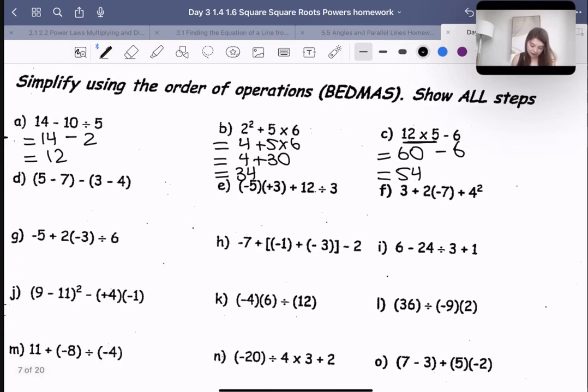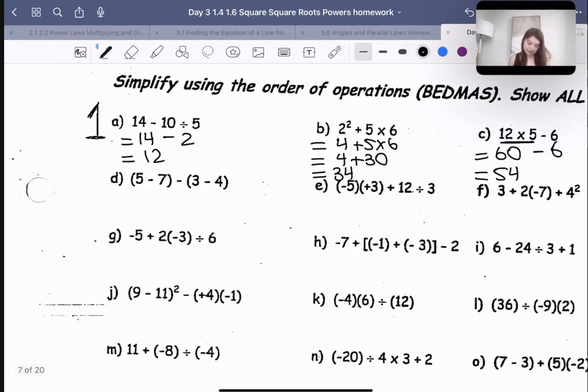All right, let's do example D. Are there any brackets? Well, yes, there are. There's two sets of brackets, so we'll evaluate what's in both sets of brackets. So the first bracket, it says 5 minus 7. 5 minus 7 is negative 2. And then what's in the second set of brackets? 3 minus 4. So that is negative 1.